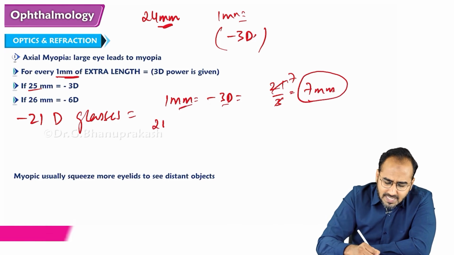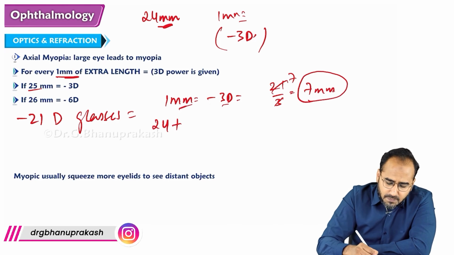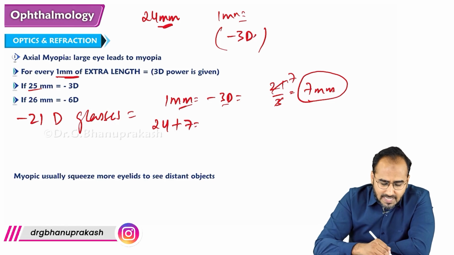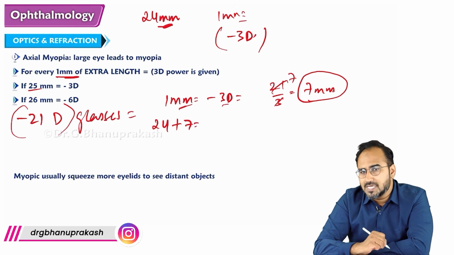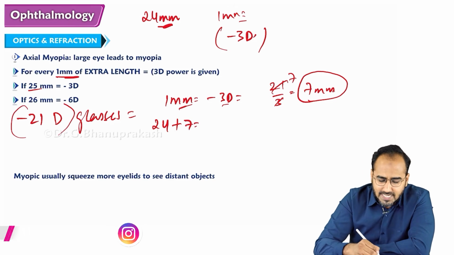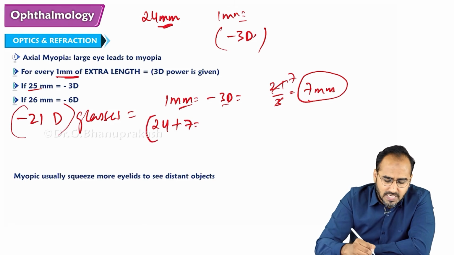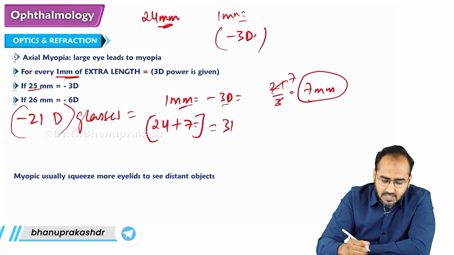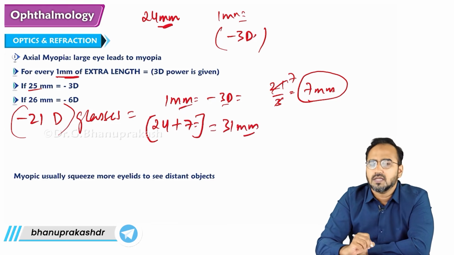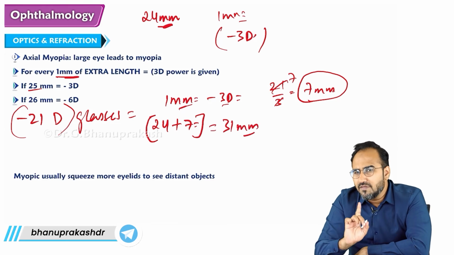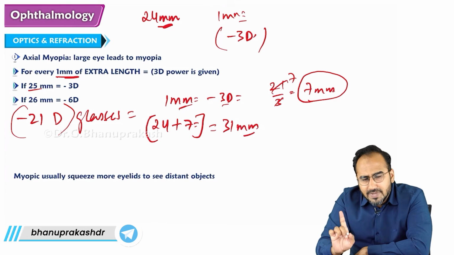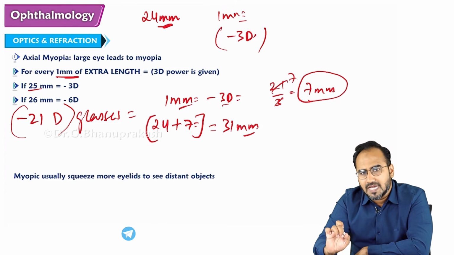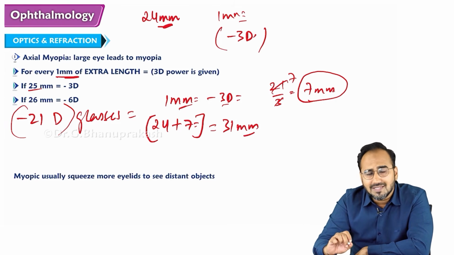The normal axial length is 24, but I gave 21 diopters of glasses to the patient. What is his axial length? The normal axial length is 24 plus 7, so it is 31 mm. Altogether, remember, for every 1 mm increase in the axial length, you have to give -3 diopters.